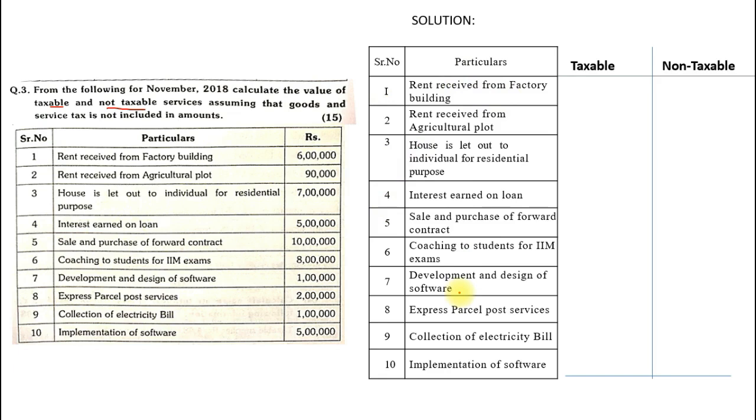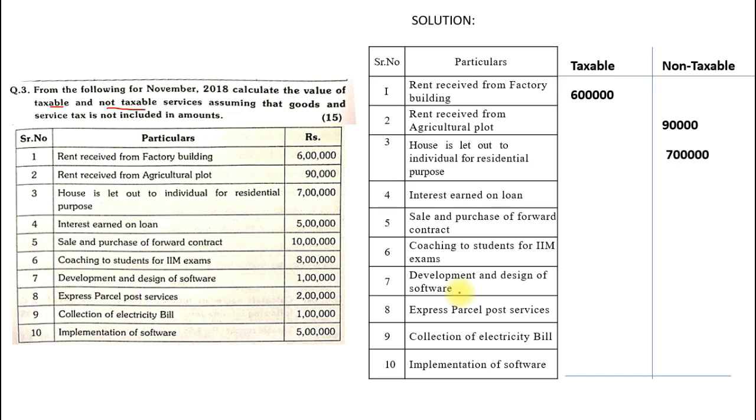non-taxable. Now, number one, rent received from factory building. Remember, if you're getting rent from a factory building, it is taxable because a factory is commercial. Commercial will always be taxable, so we just put the amount in the taxable column. Rent received from agricultural plot: agriculture doesn't come under the purview, it is exempted, so non-taxable. A house let out for residential purpose: if you're staying in a house for residential purpose, GST is not applicable, it's not taxable. But if it was for commercial, it would have been taxable. Since it is for residential, non-taxable.